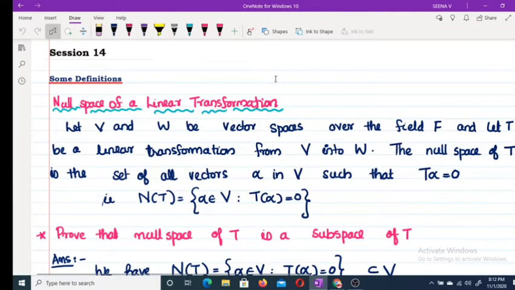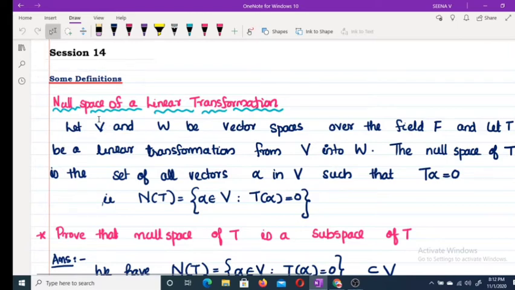Hi, good morning. Just to recall what we have discussed in our last two classes. We have discussed the definition of linear transformation. Now, what do you mean by a linear transformation? A linear transformation is a map T from V to W which satisfies the condition T of (c alpha plus beta) equals c into T alpha plus T beta. Also, we have discussed some examples of linear transformation.